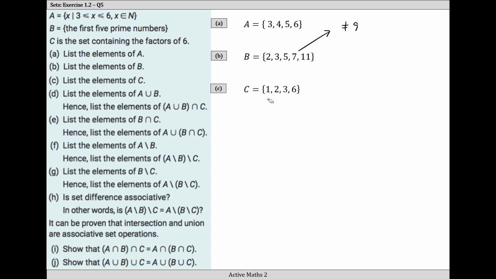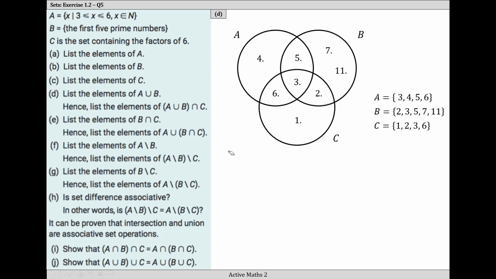Don't forget to include 1, and don't forget to include the number itself, which is 6. So the D part then and on through to the H part ask us to actually do some operations on this. So the best thing you can do, even if you're not asked to do it in the question, is to draw a Venn diagram.